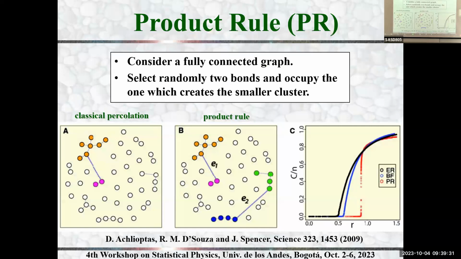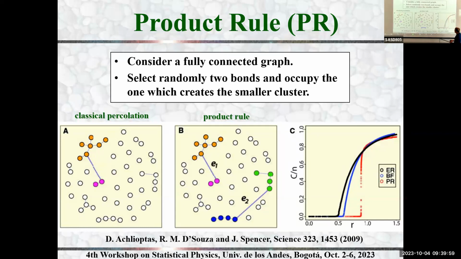And the model is defined as the following. It's called the product rule. These people were mathematicians, and so they started out with a fully connected graph. Instead of taking a square lattice, they took a fully connected graph. As I mentioned already yesterday, these fully connected graphs pose conceptual problems in defining what a spanning cluster is. Anyway, the model is the following.